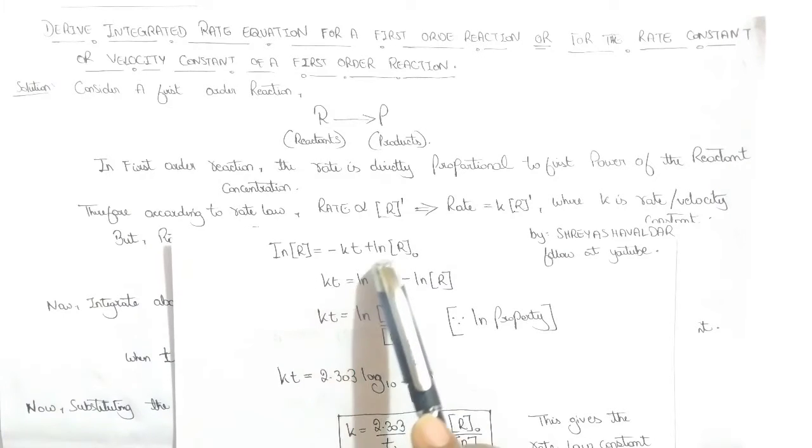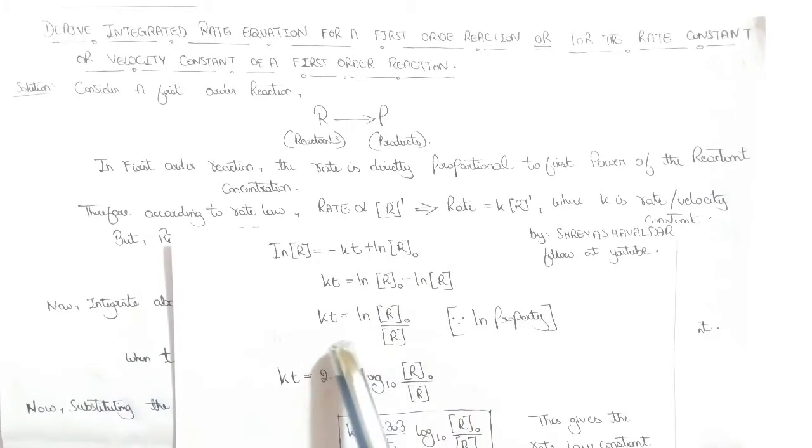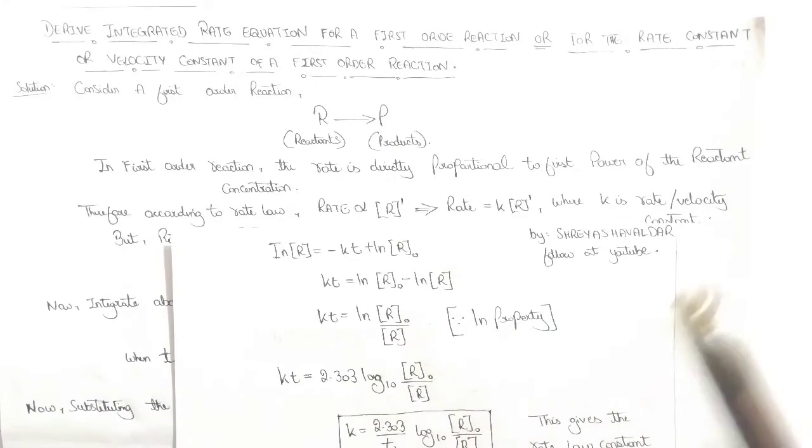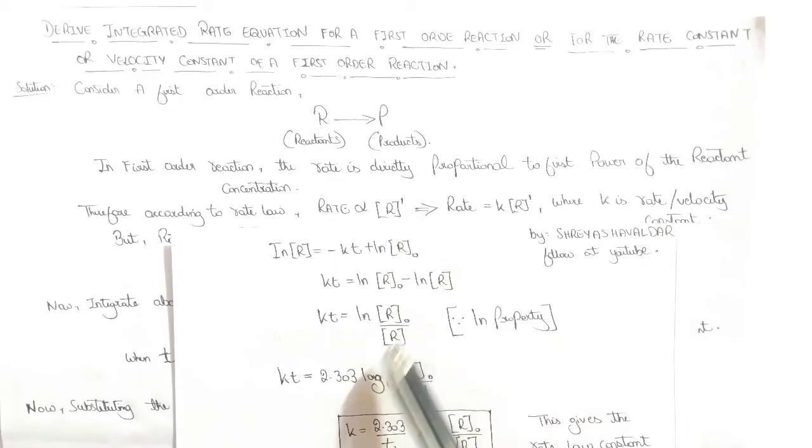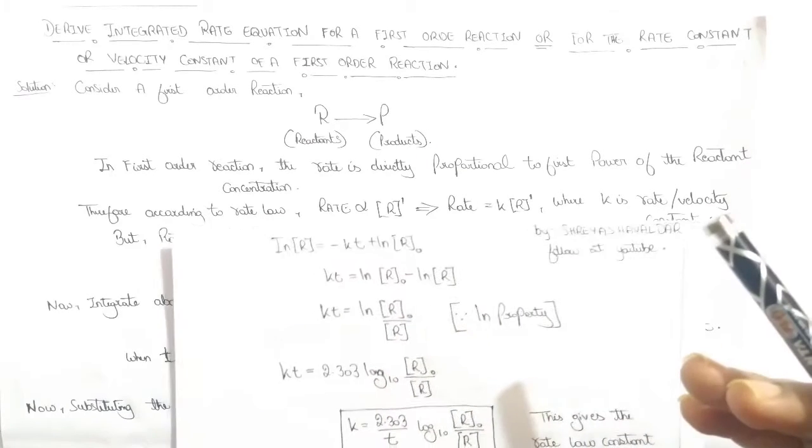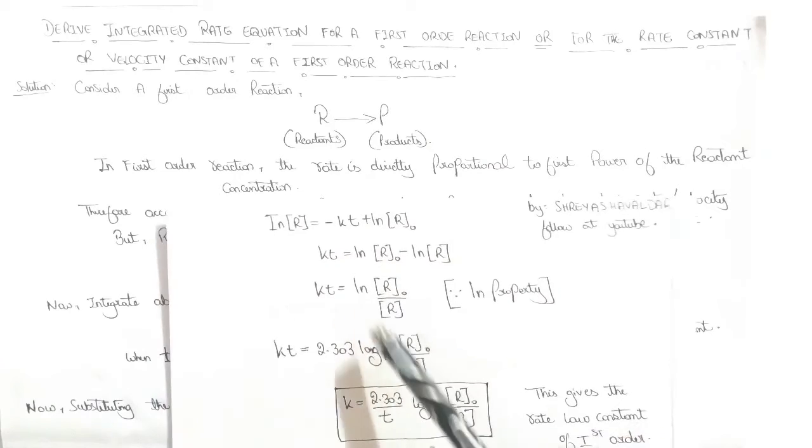That gives kt is equal to ln R0 minus ln R, so kt is equal to ln of R0 divided by R. This is from the property of ln, and the same applies to log: log a minus log b is log a by b. Now kt is equal to 2.303 log to the base 10 of R0 by R. Always remember the conversion factor from ln to log is 2.303.